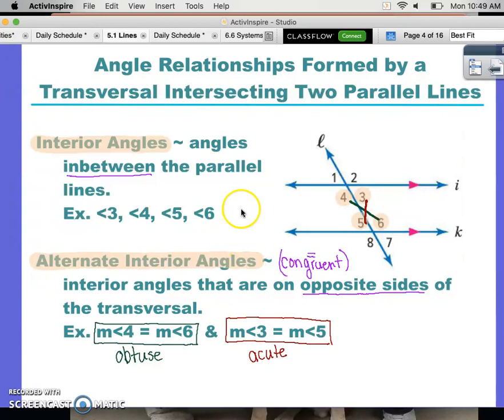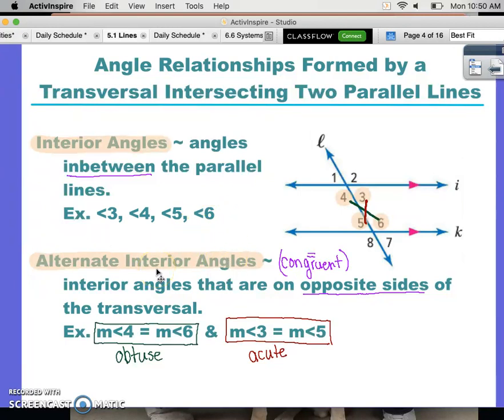Okay, so interior angles are angles between the parallel lines. So my two parallel lines are my two with the red triangle here, right? So the ones that are interior angles are inside them. Exterior are going to be on the outside of them, right? So angles between the parallel lines, angles. So this right here means angle. If you ever see, it looks like a less than sign. It's supposed to be closer to an L, but it's angle 3, 4, 5, and 6.